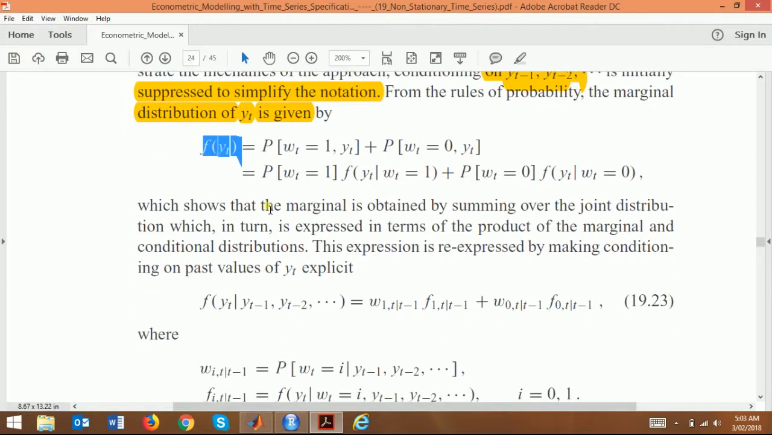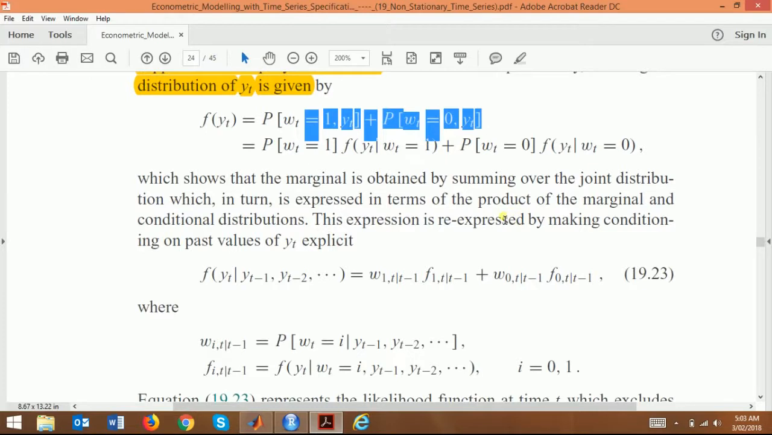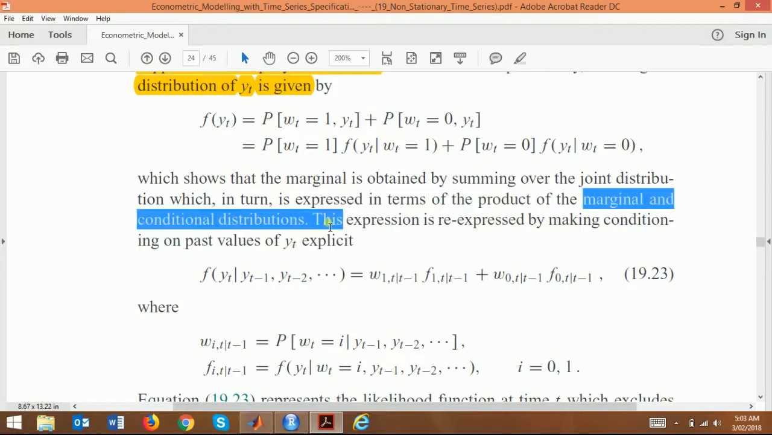Which shows that the marginal is obtained by summing over the joint distribution. So we are obtaining the marginal distribution by summing over the joint distribution, which in turn is expressed in terms of the product of the marginal and conditional distributions, right? So the marginal and the conditional distributions are being multiplied this time. This expression is re-expressed by conditioning on past values. So this time we just suppressed the dependent variables. Now we're going to remove that suppression.